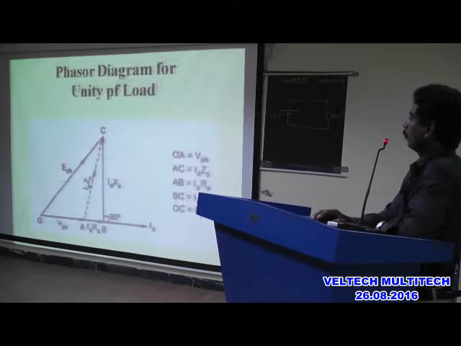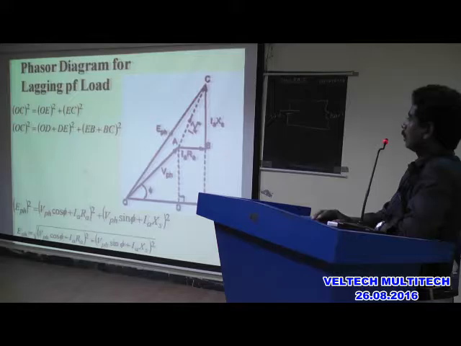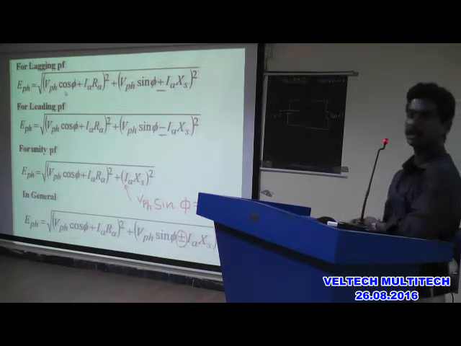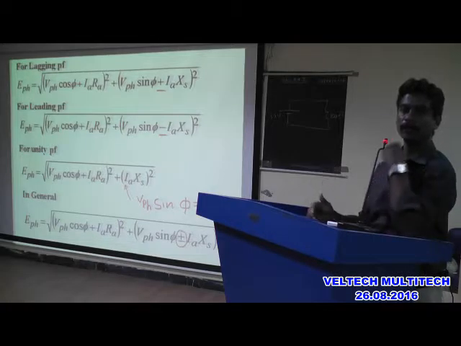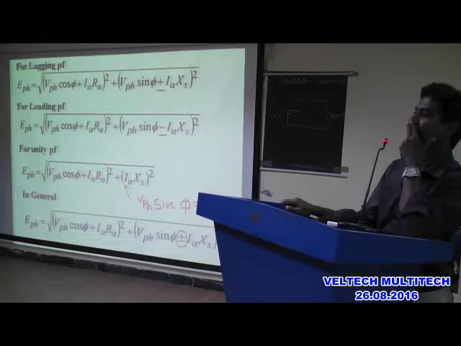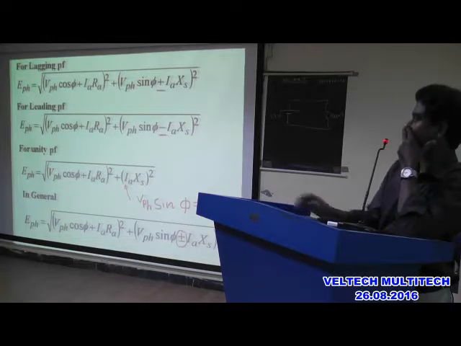So from that you can develop the equation. The generalized equation for a lagging power factor load is E phase equals the square root of (V phase cos phi plus IARA) the whole squared plus (V phase sin phi plus IAXS) the whole squared, in the case of lagging power factor.